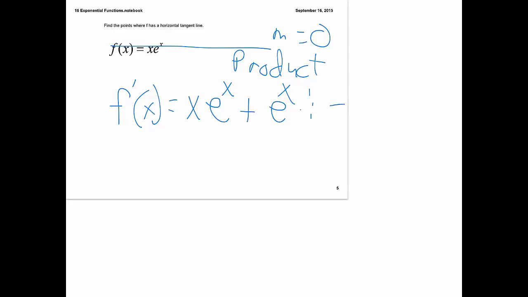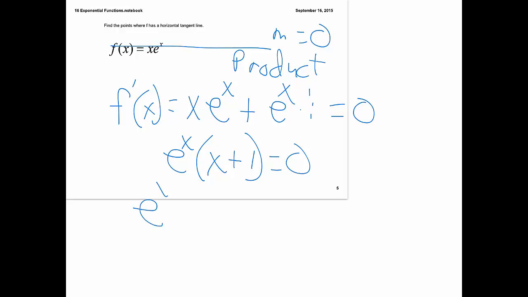So now we need to set that equal to 0. When is this thing equal to 0? How do we solve that? I would factor out an e to the x, so we get e to the x times x plus 1 equals 0. Since these two things are multiplying together, one of them has to be 0, so either e to the x equals 0 or x plus 1 equals 0. And if we solve the right one that I wrote down here, we get x equals negative 1.